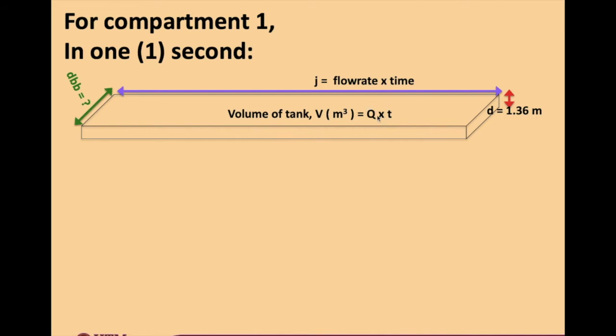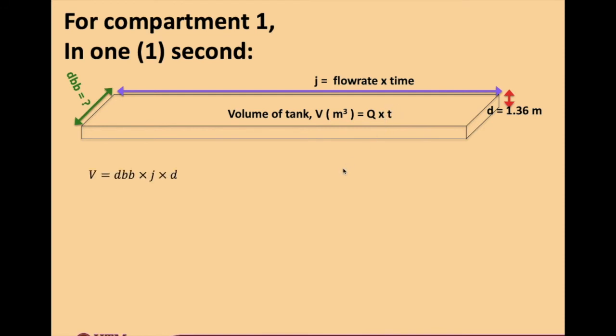And our Q was from example 2, which I think was 15 MLD. Isn't that right? Can someone help me? I do not have notes with me right now. Yes, 15 MLD. So simply 15 MLD times 1 second.